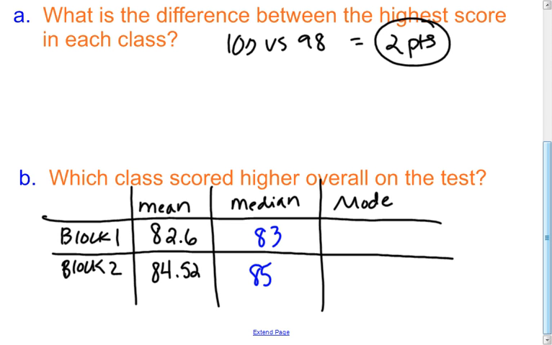Okay, the mode is the most popular number that's listed, so you're looking for repeated numbers. In block 1, there are 3 79s, and it's the only number that's listed 3 times, so the mode would be 79.